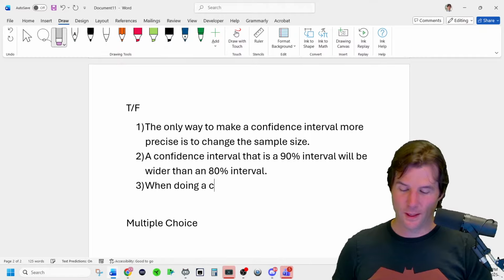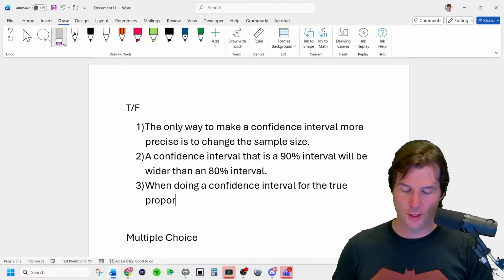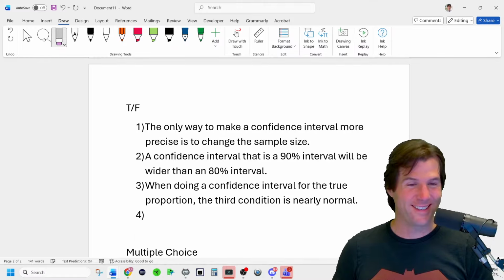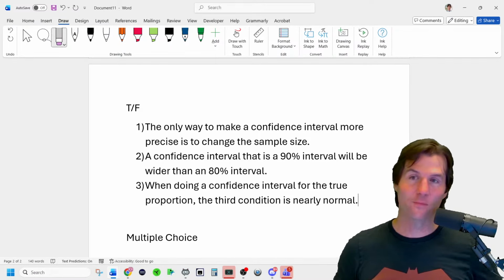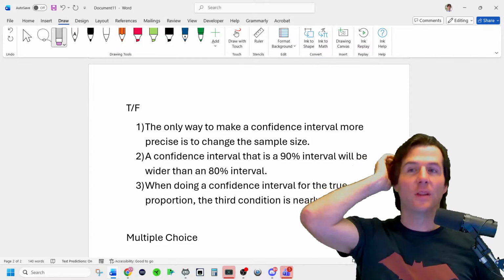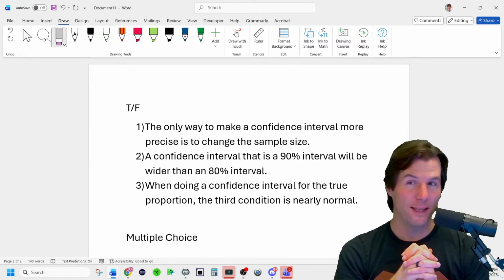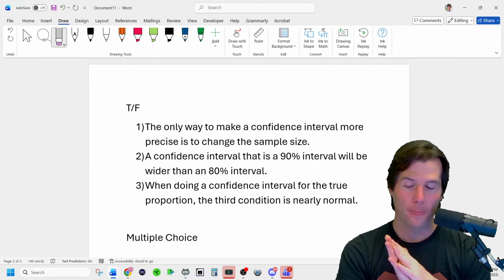When doing a confidence interval for the true proportion, the third condition is nearly normal. Oh, we'll see. Let's do 3. That's easy enough. Okay. So as I'm doing this, there might be something that we didn't mention, and we need to review it.